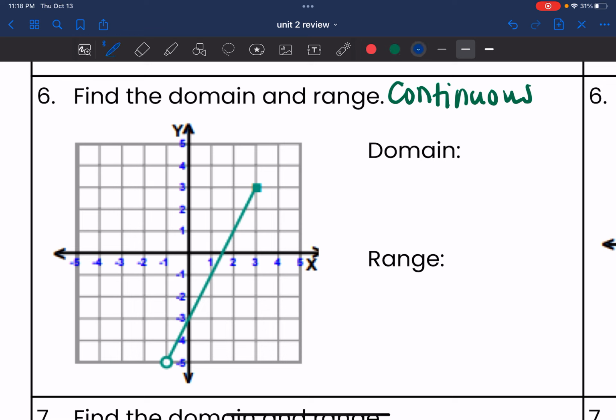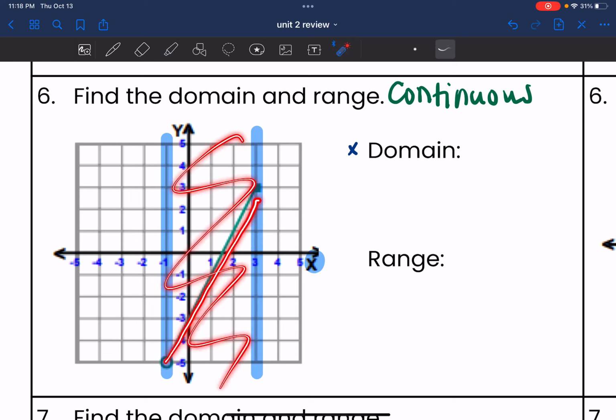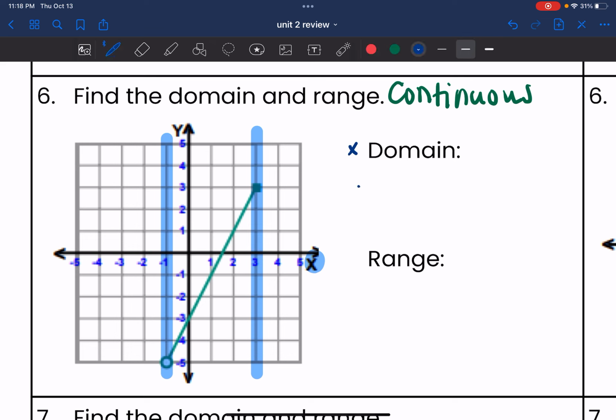So again, I know that domain goes with x, so we're going to look at the x-axis here. So I'm going to, again, do lines that kind of take up the entire space of where my line is at. So my entire function is in between those two lines at -1 and +3. So I'm going to start with the -1. And at -1, if I follow that to the end, that is an open circle. So that needs to be just regular less than.